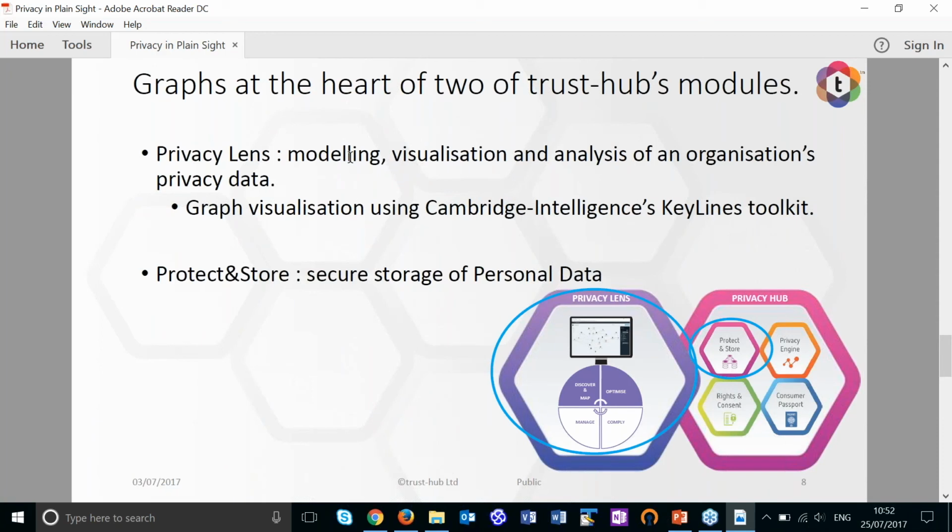Graphs are at the heart of two of our main modules. As I said, Neo is at the heart of the privacy lens, and I'll cover that in a minute. You'll see the demonstration, you'll see the visualization that is presented by the graph. But we also have a protect and store module, which is an encrypted vault, essentially, with data and relationships between it. So again, we have Neo in there, but they're very different use cases. In the privacy lens, we're doing things like analysis of the data and of the relationships. In the privacy hub, all of that data is actually encrypted. We don't have keys or access to it, so it's very much more a way of holding data and relationships between them without actually knowing what that data is.